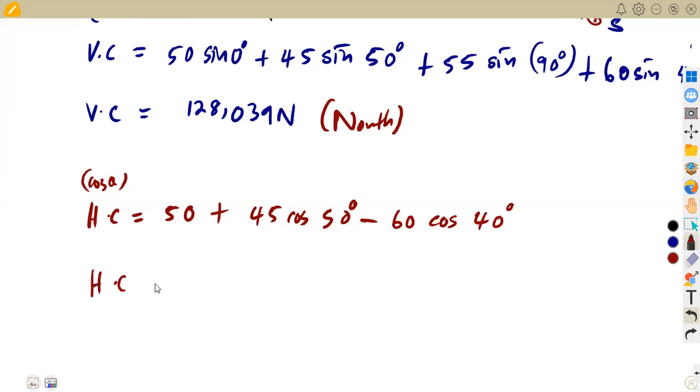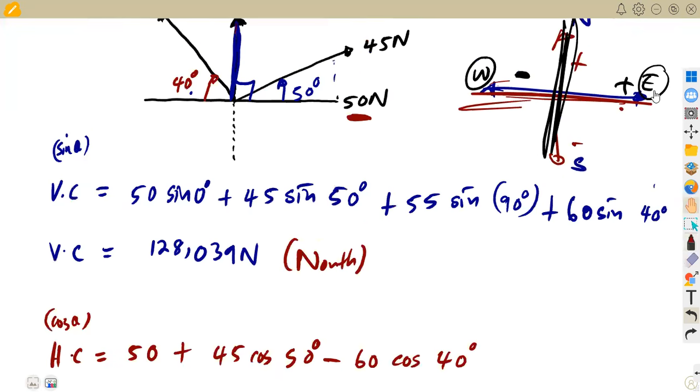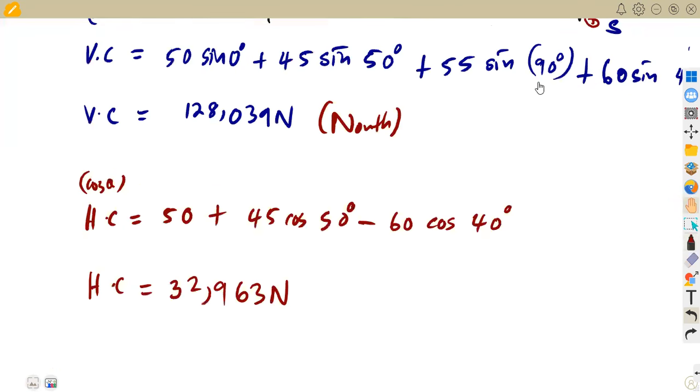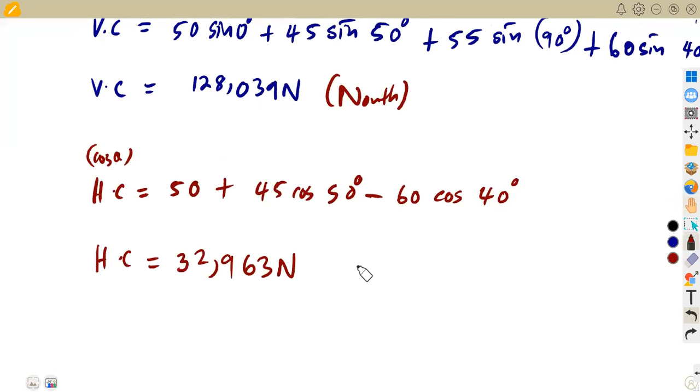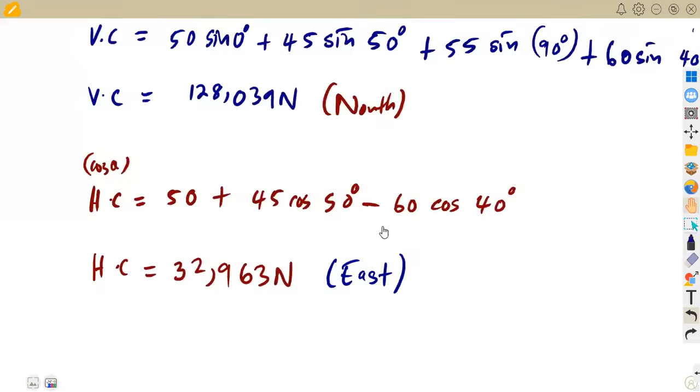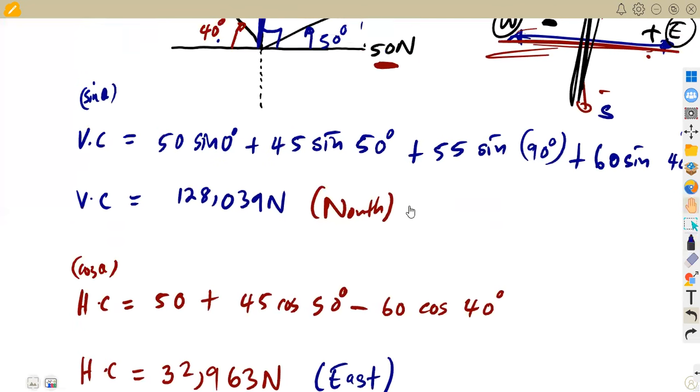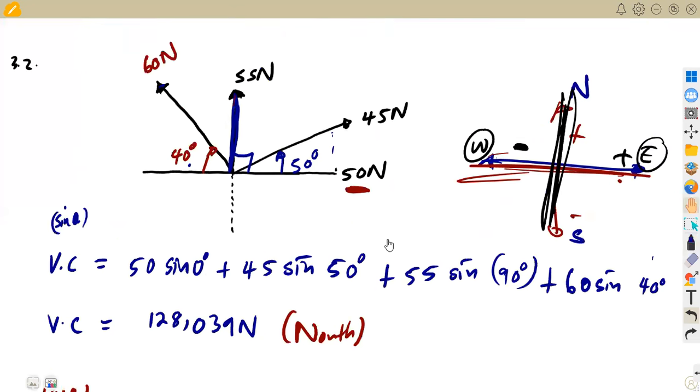So combine everything, you're going to obtain the horizontal component, in this case of 32,963 Newton. And being positive, it means we are going where? To the east. Being positive, it means we are on the right side, that is to the east in this case. So this was being, or is going to be referred to the east. All right. So that is how we play with this typical question. This is actually going to the east.